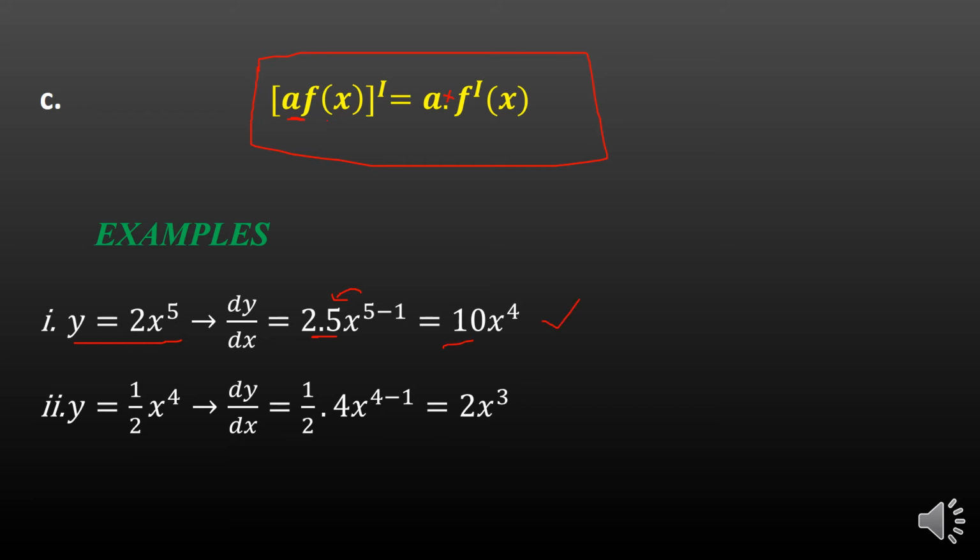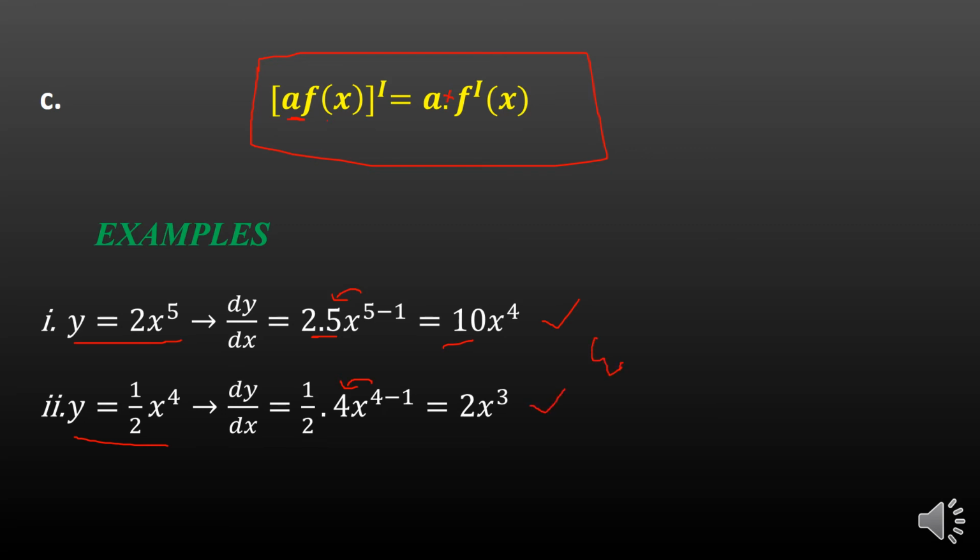That's the first example. And the second one is saying y is equal to half x to the power 4. So in order for us to get dy/dx, we are going to bring down 4, and it becomes half times 4, and then x to the power 4 minus 1. Likewise, we take minus 1 at the power there, and we get half of 4 is 2x to the power 3. So that's our answer there.